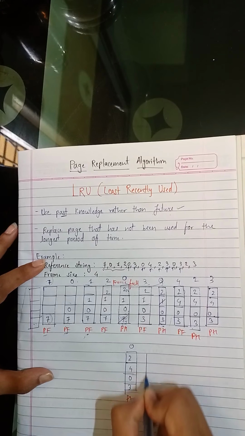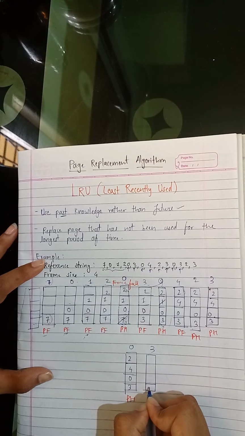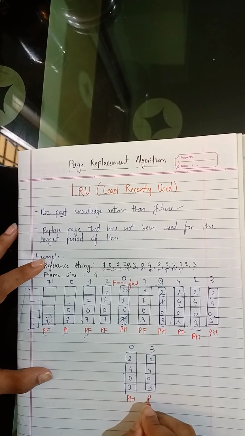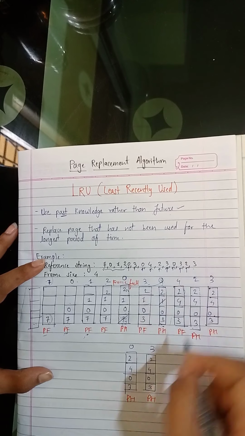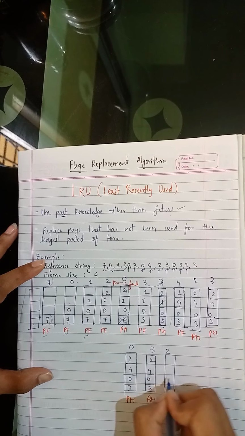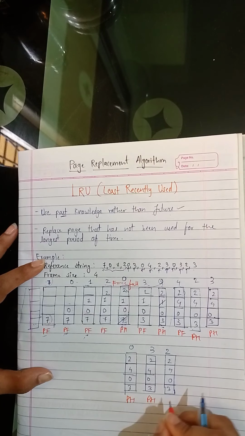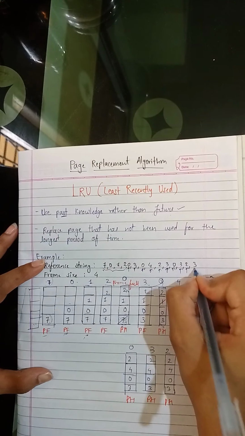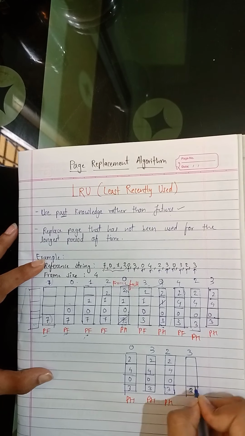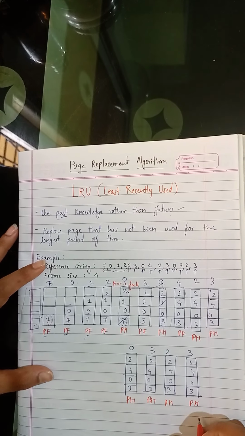The next is 3. We have 3 here, so this would also be a page hit since we don't require any replacement. Next we have 2. For 2, we already have 2 here, so no need of replacement. Keep the frame pages as they are and mark it as a page hit. The last element we have is 3. We already have 3 here, no need of replacement. Keep the elements as they are, and we mark it as a page hit.